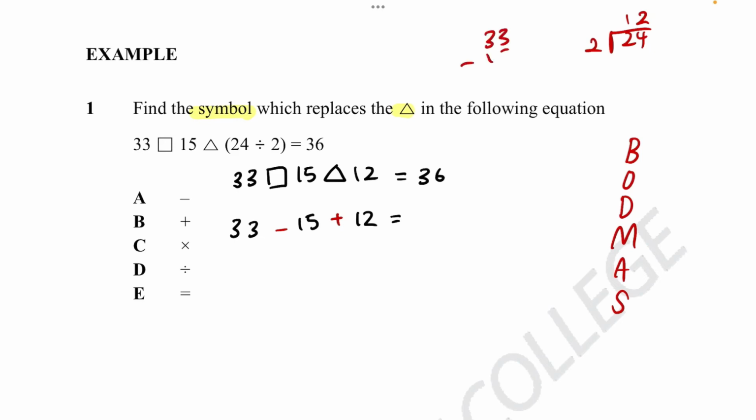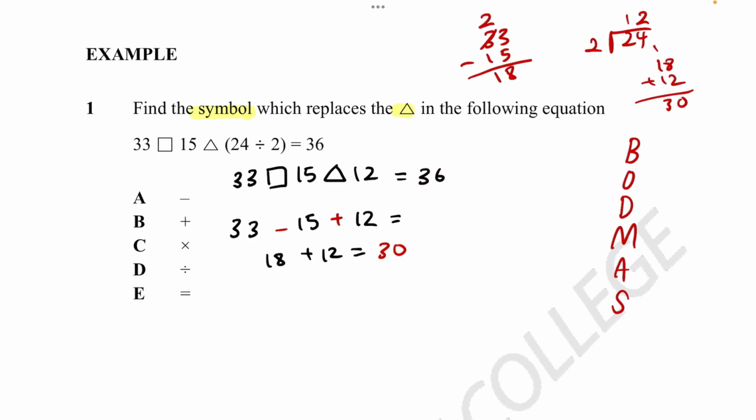33 minus 15 is 18. And 2 minus 1 is 1. So then we can go 18 plus 12. In the top right here will be 8 plus 2, which is 10, and 1 plus 1 plus 1, which is 3. So we get 30. And 30 is clearly not 36, so we know that can't be the answer.